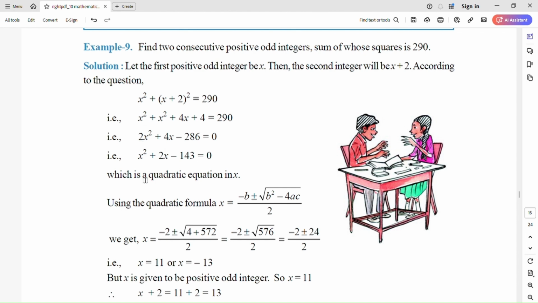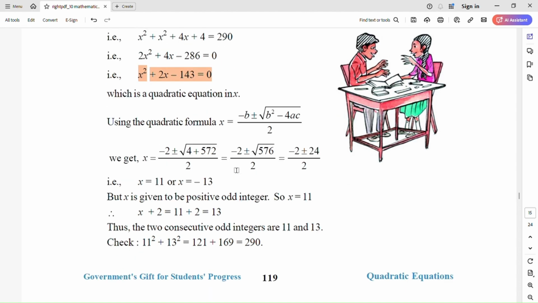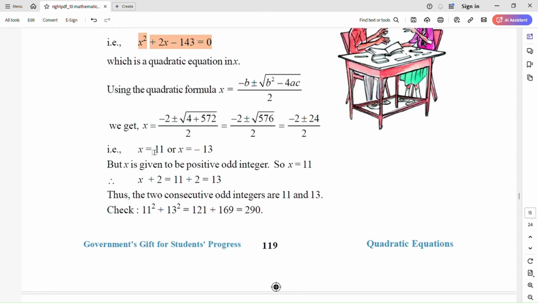You expand them and simplify, and this is the quadratic equation you will get. So x equal to minus b plus or minus square root of (b square minus 4ac) by 2a. If you substitute all the values correctly, what you will get is x equal to 11 or minus 13. He is asking for a positive odd integer, so x is equal to 11. If x is 11, then x plus 2, that is the next odd number, is 13.